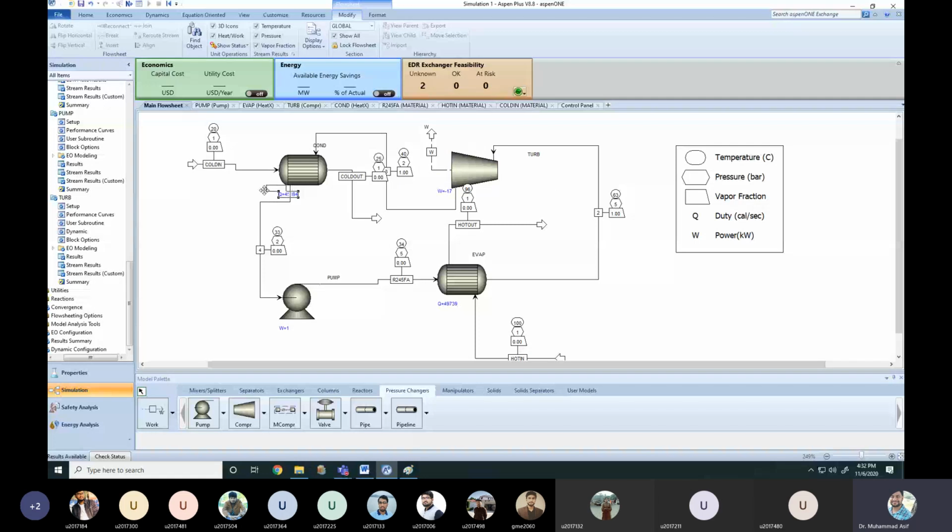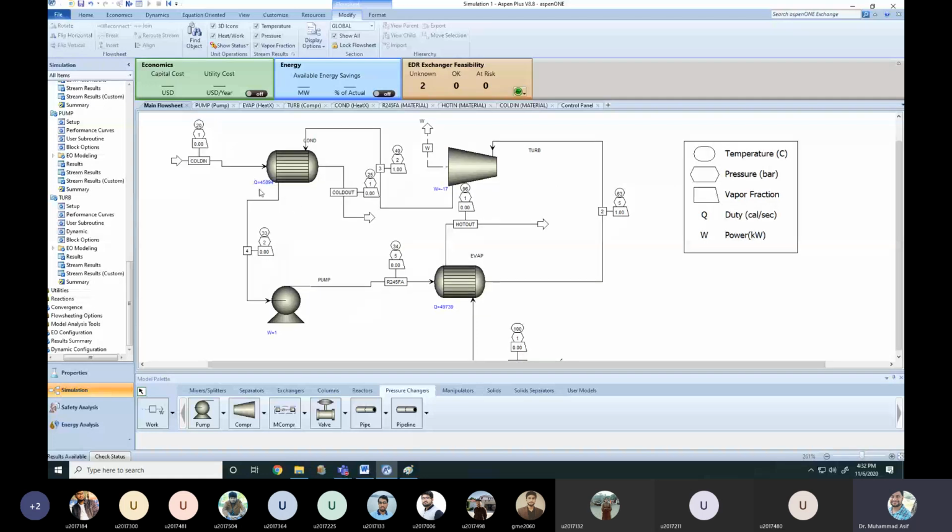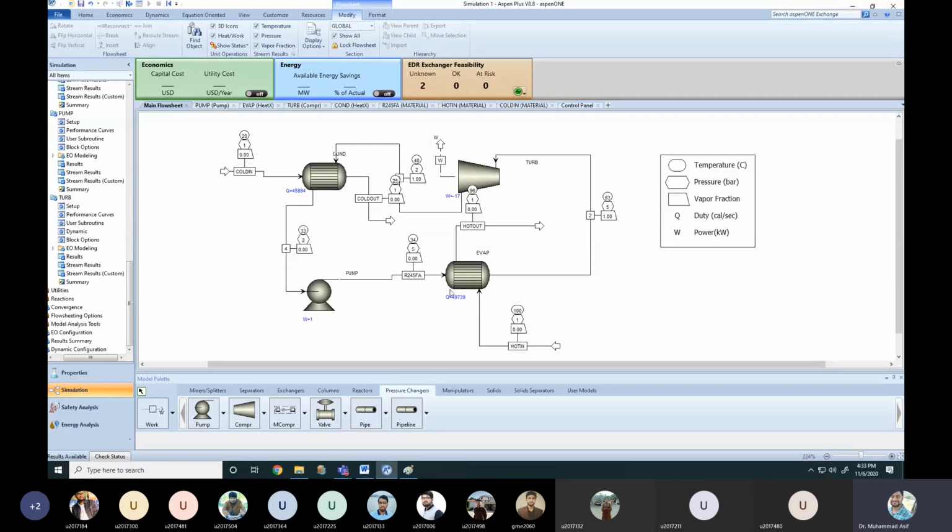Whereas how much heat is rejected by the condenser? It's very huge, in terms of kilowatt, that's 45,894 kilowatts. Similarly, how much heat is absorbed by the evaporator? That's 49,739 kilowatt, right? Similarly, how much input is required for the pump? About 1 kilowatt input is required. So if you know the heat absorbed, heat rejected, and similarly the work output and work input, you can also calculate the efficiency of the organic Rankine cycle.